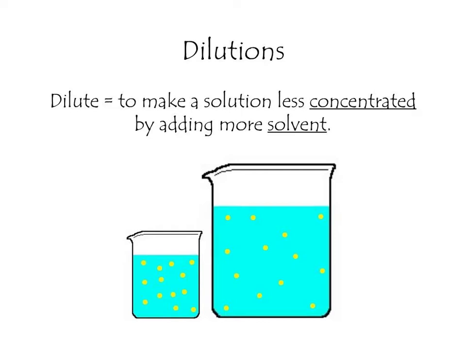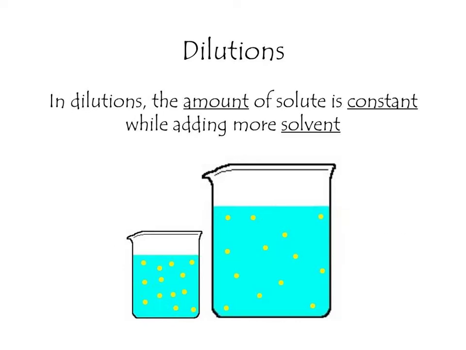So in order to make a definition, to dilute is to make a solution less concentrated by adding more solvent. So here we have a certain volume of solvent and we've added more. So if I write a line, they would be the same here, but now we've added more, so you're just adding more solvent.